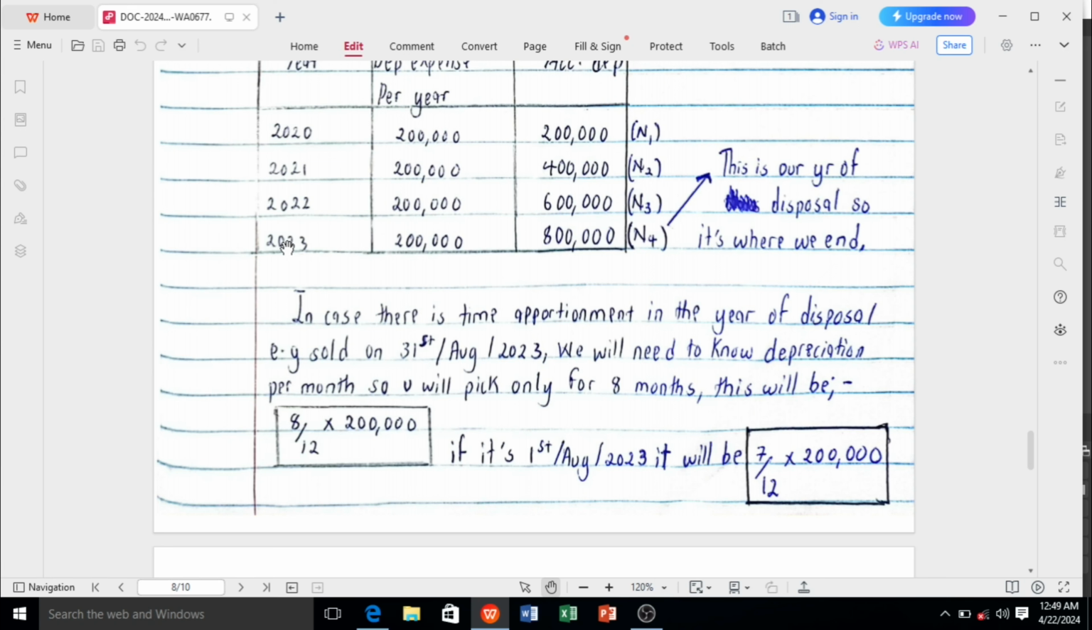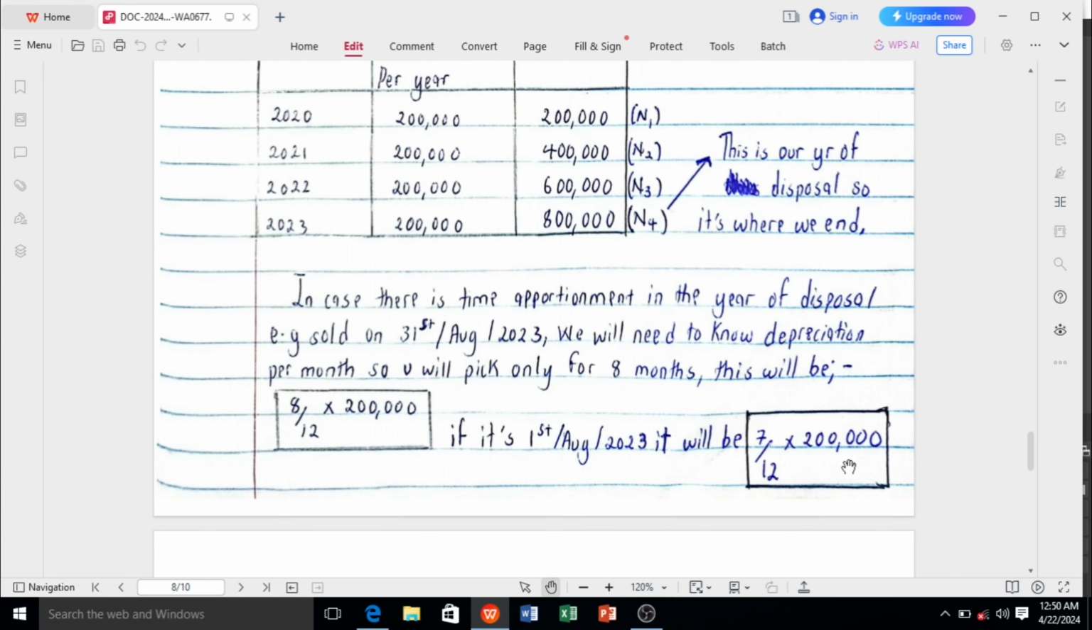So that now when we want to get the cumulative depreciation for 2023, it will be 600,000 plus the figure we have gotten from this, and then we add it here, and that will be our accumulated depreciation for 2023. So that's why I told you to be keen with these dates. If it's 1st August 2023, it will be 7 out of 12, because they are saying that the asset was sold off on the 1st, and this is how it will appear. The depreciation for that will be 7 out of 12 times the 200,000. Let me hope that's clear.